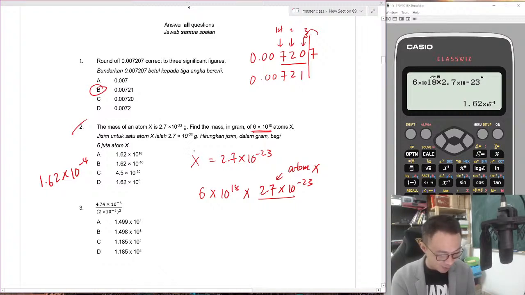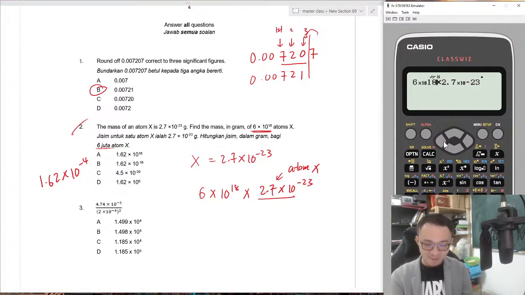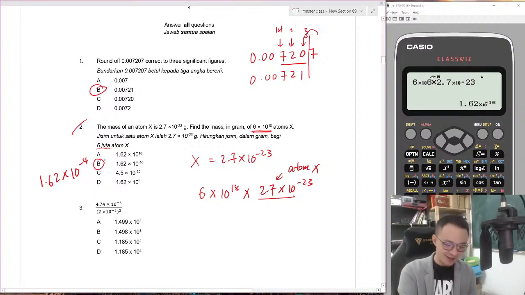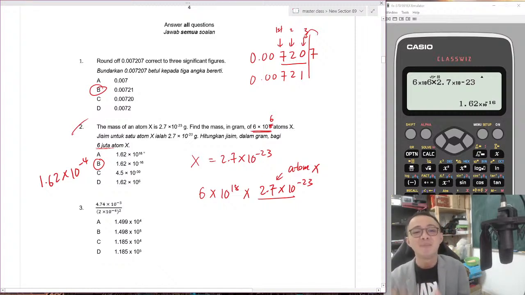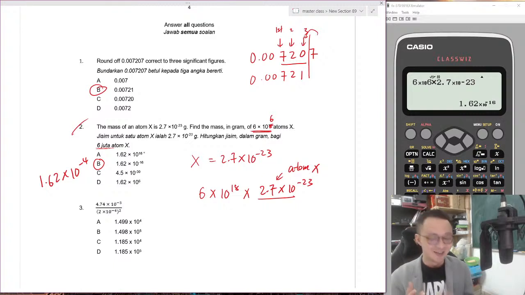Maybe some students can give me tips about the BM version. Okay, the BM version is actually about 6 million, right? If 6 million, then it should not be power 18, it should be power 6. If 1 million is 10 to the power of 6, then we will get the answer, which is B. So I think the English version has a typing error. Thanks for telling me that. This one should be 10 to the power of 6. According to the Malay version, it says 6 juta, and juta is million, million is 10 to the power of 6. Now I finally know why I couldn't get the answer: I didn't read the Malay version.